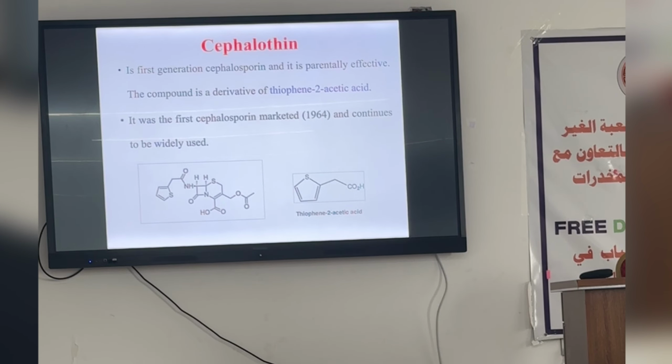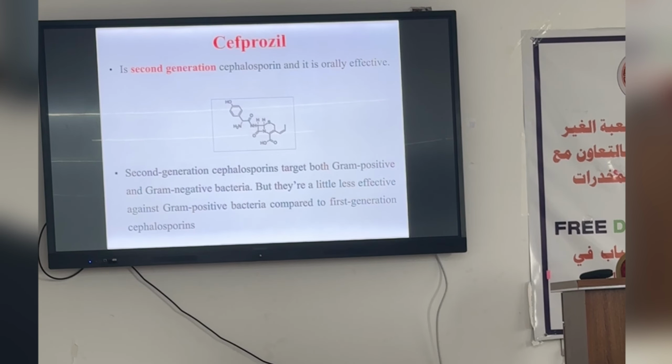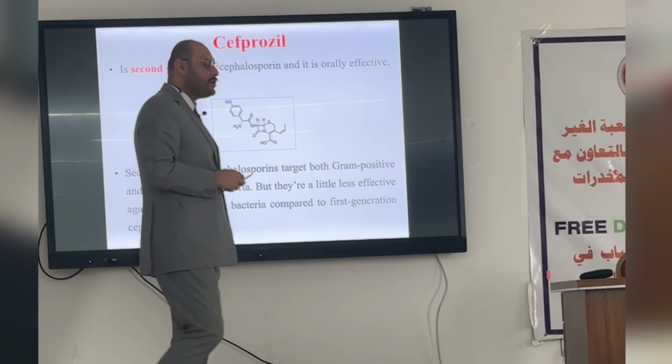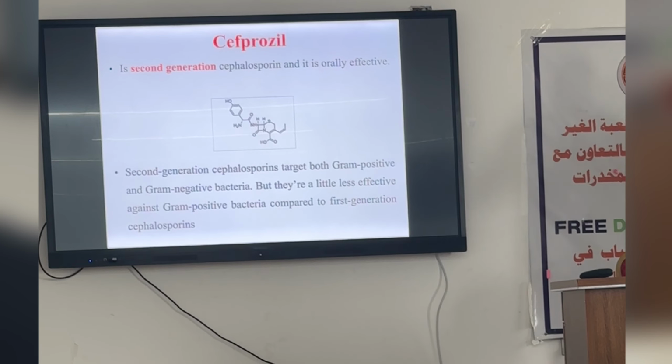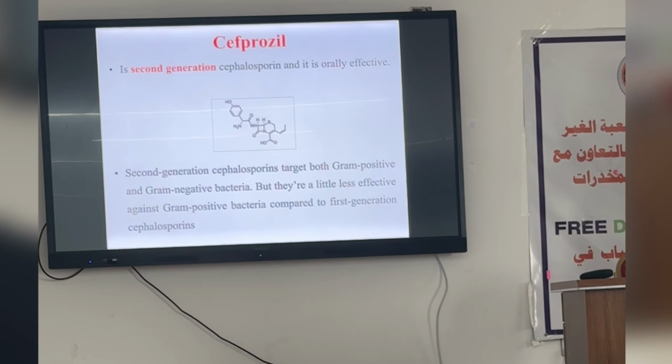So in these cases, we have again generation 1 cephalosporin. This one is a second generation cephalosporin, which is orally active. Second generation cephalosporin means more activity against gram-negative, a little bit less activity against gram-positive. So more activity against gram-negative, and different gram-negative spectrum.